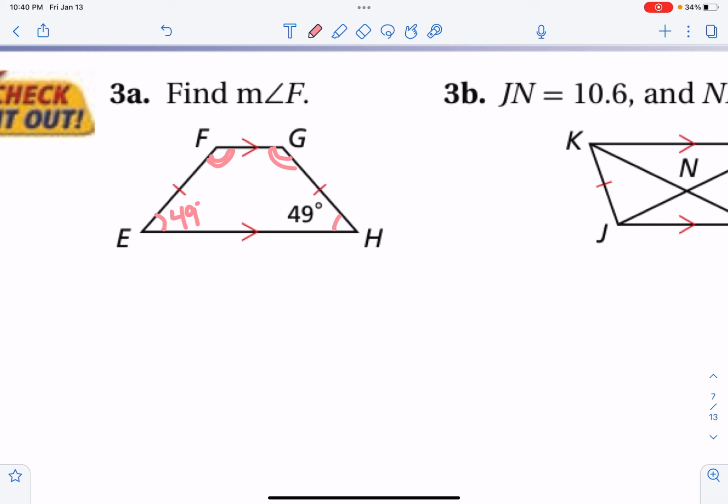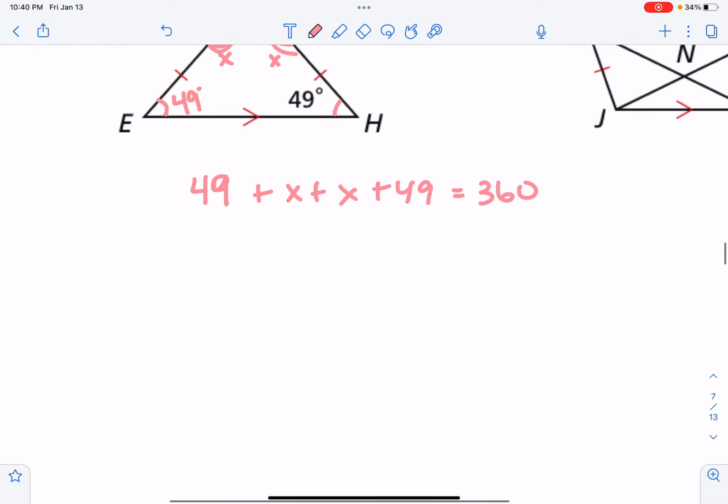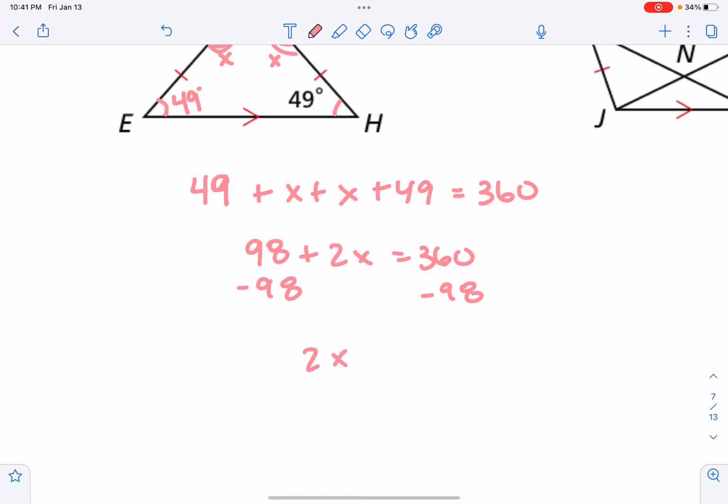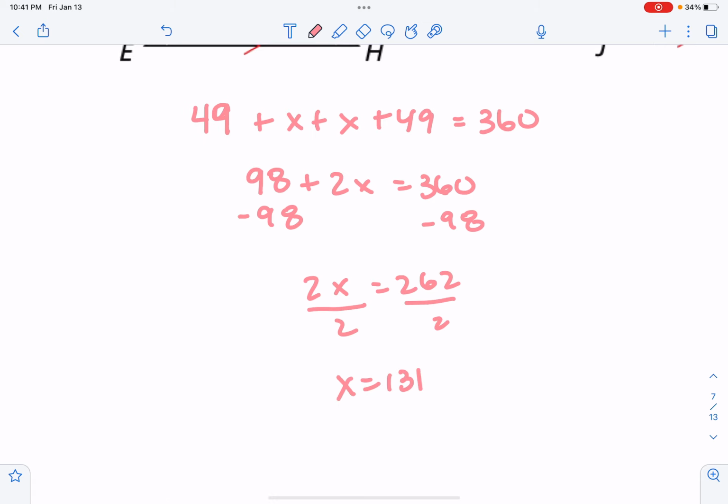Then we know a quadrilateral adds to 360, so we can say 49 plus, these are both the same, so x plus H, which was 49, all adds up to 360. And then you could solve, I guess I'll go ahead and do that for you guys. 98 plus 2x equals 360. Subtract the 98 from both sides, and you get 2x equals, oh my brain, that'd be 262. And divide both sides by 2, and you get 131.